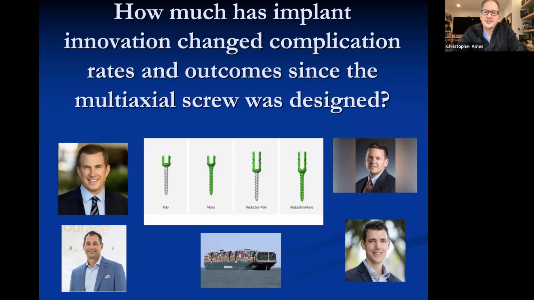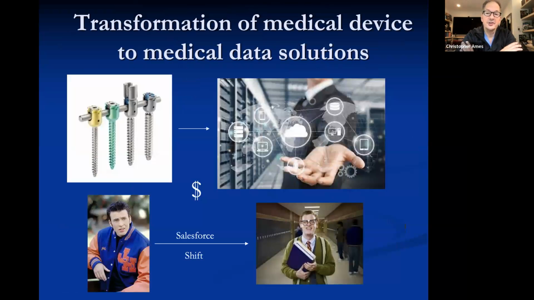If you look back over the last 10 years since the first multi-axial screw was developed, we really don't see much shift in the quality and safety of care through the next generation of any implant system, whether it's Medtronic, DePuy, Stryker, whatever. We're not going to move the needle with the next generation. It might just be an easier reducer or something like that, but that's not where the solution is going to lie.